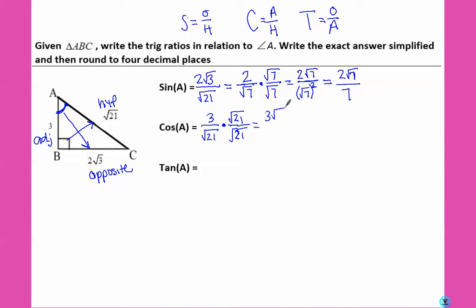So we would get 3 square roots of 21 over the square root of 21 squared, which would equal 3 square roots of 21 over 21. Now, here in the first one, 2 and 7 can't be simplified, but can 3 over 21 be simplified? Yes, it can. It would simplify to 1/7, so we would have the square root of 21 over 7.